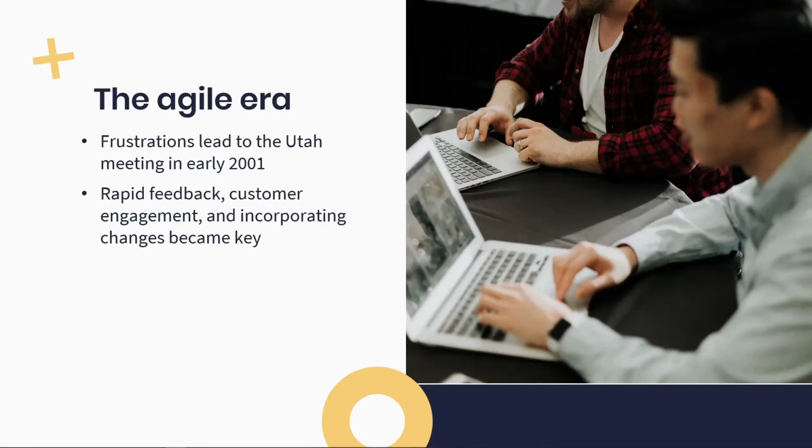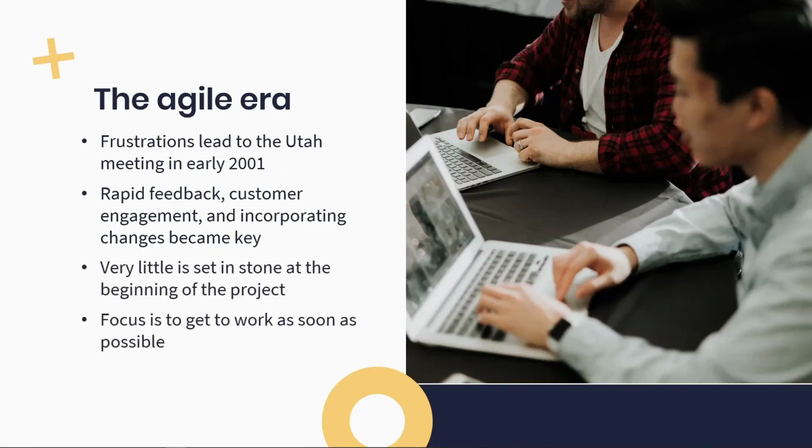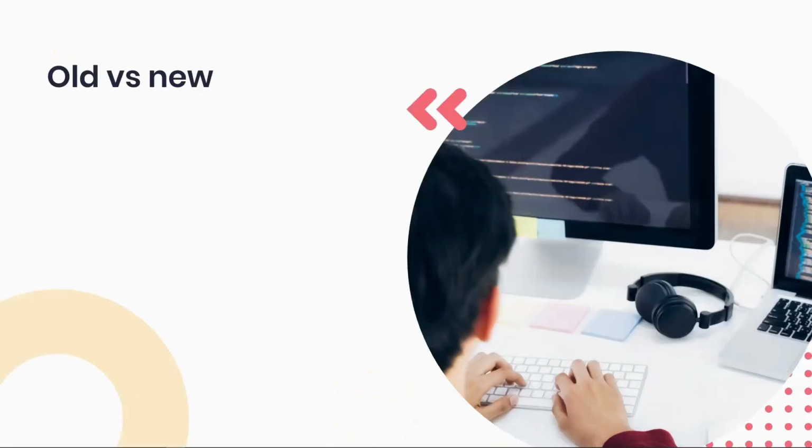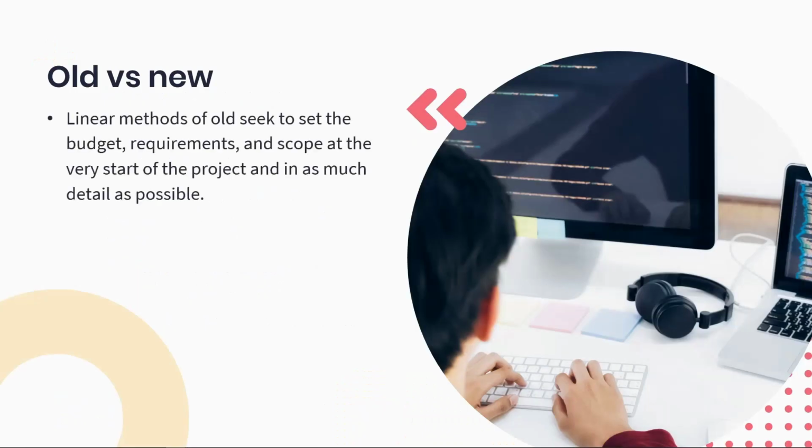Unlike the old linear methods, the modern approach is that very little is set in stone at the beginning of the project. The focus here is to get to work as soon as possible. Linear methods seek to set the budget, requirements, and scope at the very start of the project and in as much detail as possible. While that in itself is not such a bad idea, it quickly shows its weaknesses once you don't have time to attend to every little thing.